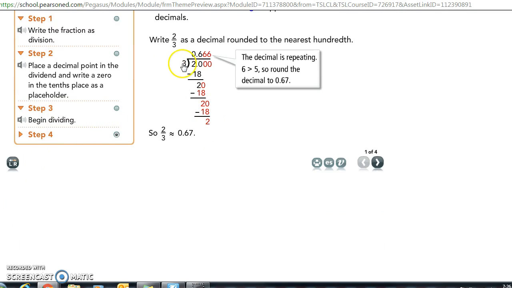So they're going to go through. 3 goes into 20 6 times, minus 18 is 2, bring down your 0. Same thing's happening every single time. So what they do is the decimal's repeating. You know 6 is bigger than 5, so they round the decimal to 0.67. Again, they round because these 6's are just going to continue on and on.